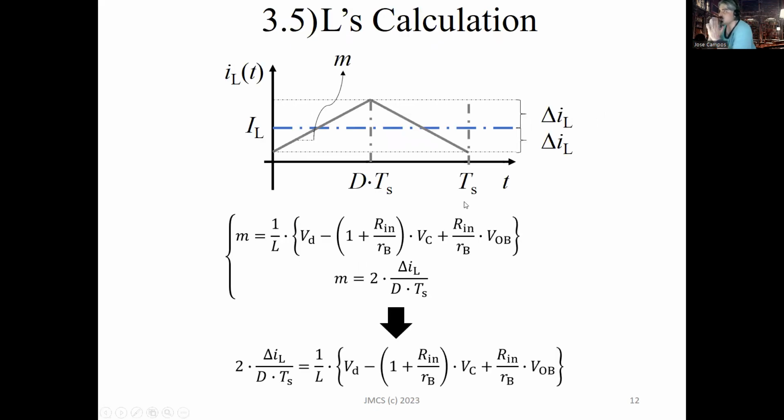So first, in order to calculate the inductor value, it's easy to draw the curve of the inductor current over the switch period. As you can see here, we can calculate, for example, the slope of this segment between this point and this point. I mean, IL0 and IL max.